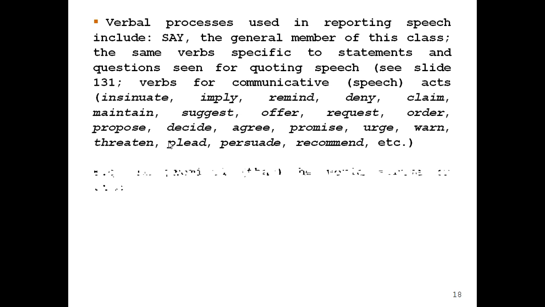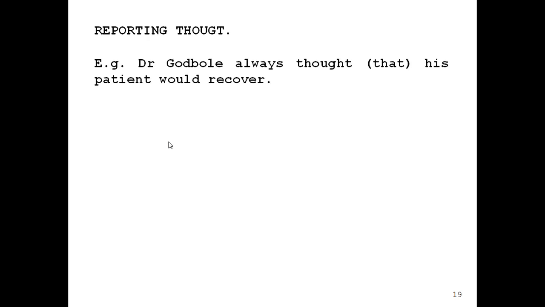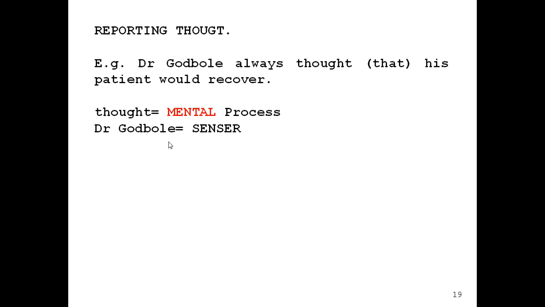Okay, so here we have a list of verbs, but as I said, these lists, useful though they are, are by no means exhaustive. Right, so now we have reported thought. Dr. Godbole always thought that his patient would recover. Now that is shown in brackets because, as you know, you can dispense with it if you want. So thought is a mental process. Dr. Godbole in this case would not be the sayer. He is the senser.